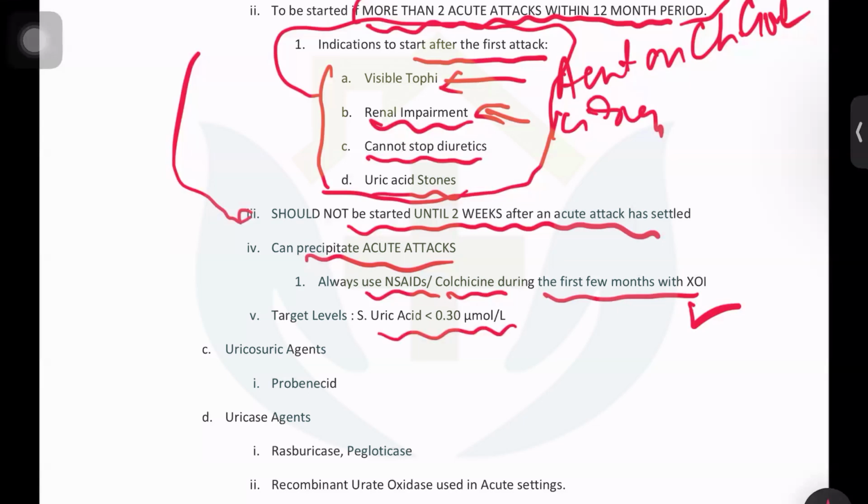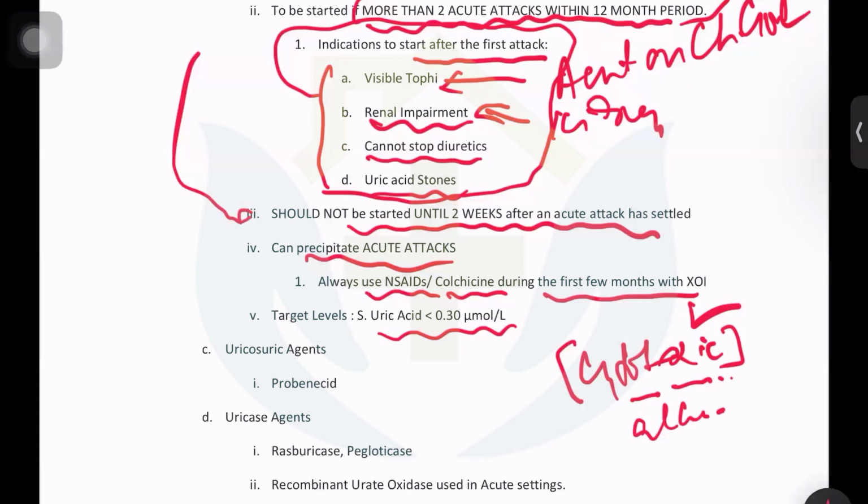Sir, if the patient is on cytotoxic drugs, when to start? After the second attack or with the first attack? After the first attack. If the patient is already on cytotoxic drugs, yes sir, that will become an indication to start allopurinol right away.